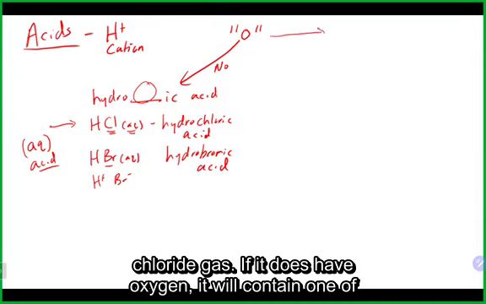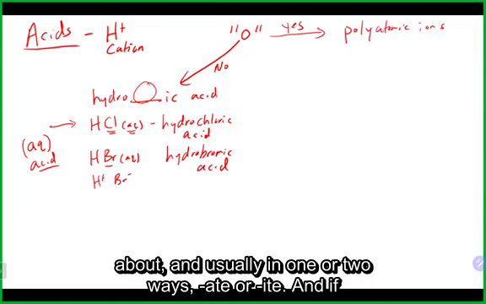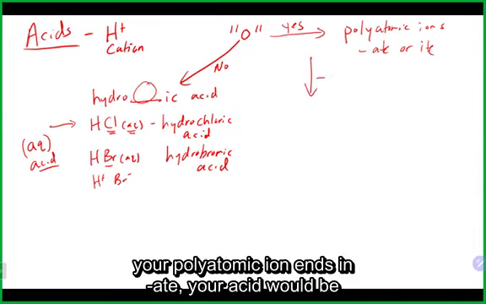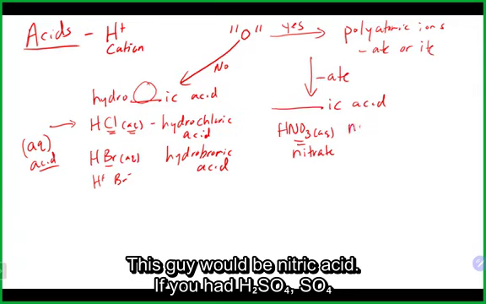If it does have oxygen, it will contain one of those polyatomic ions. And those polyatomic ions, as we've talked about, usually end in one of two ways, ate or ite. If your polyatomic ion ends in ate, your acid would be something ic acid. So if you had HNO3, NO3 is nitrate, ate. This would be nitric acid.